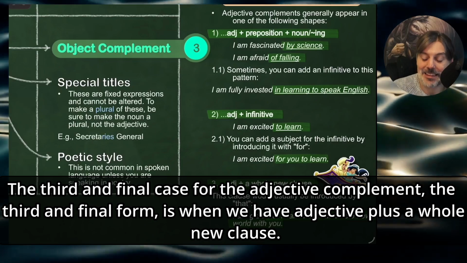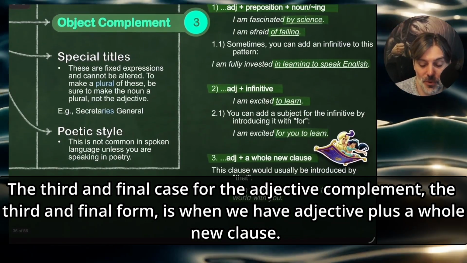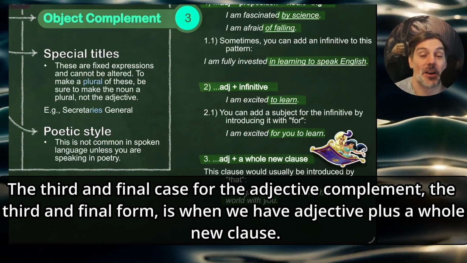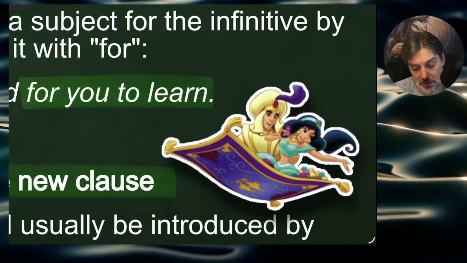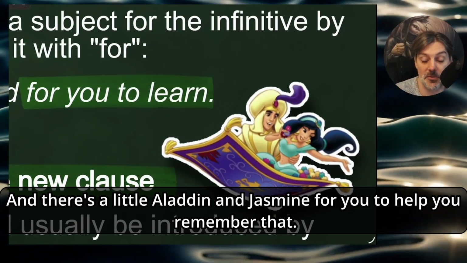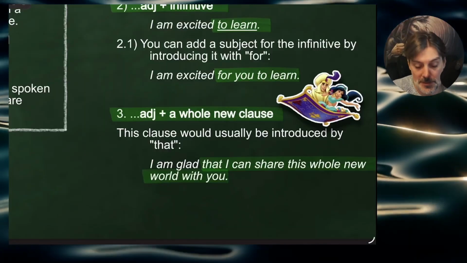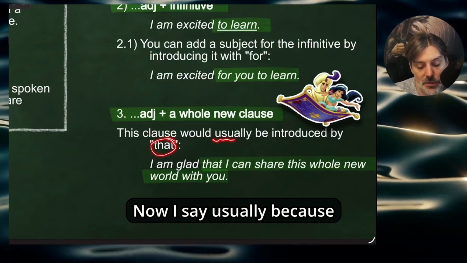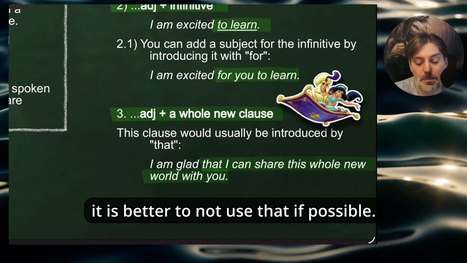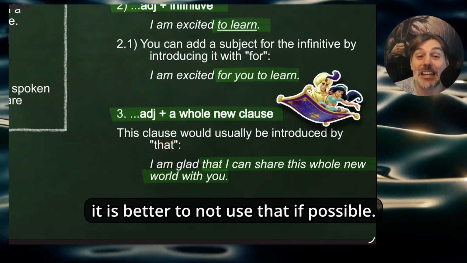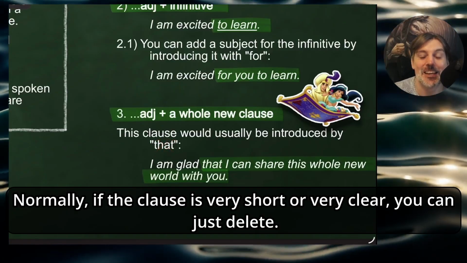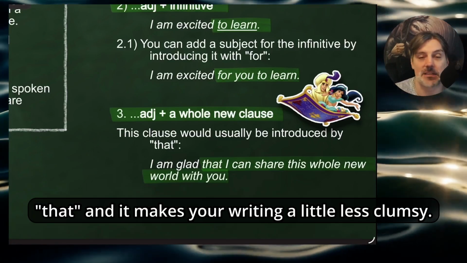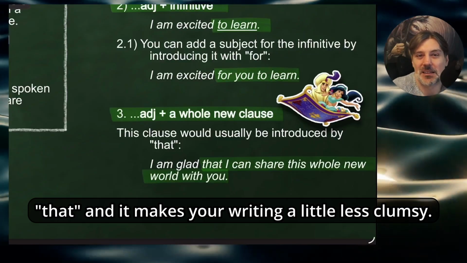All right. The third and final case for the adjective complement, the third and final form, is when we have adjective plus a whole new clause. And there's a little Aladdin and Jasmine for you to help you remember that. A whole new clause. This clause would usually be introduced by that. Now, I say usually because it is better to not use that if possible. All right? Check your sentence. Normally, if the clause is very short or very clear, you can just delete that. And it makes your writing a little less clumsy.